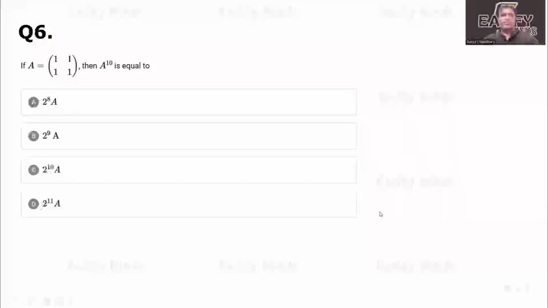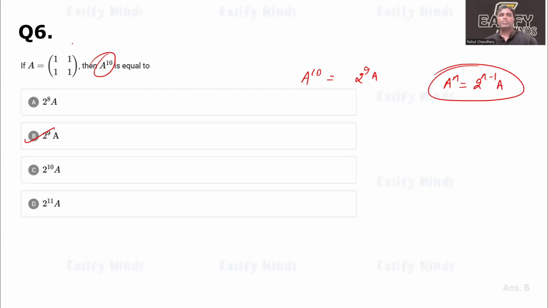Yes, I think everyone is able to do this. That is option B. So A power 10 is nothing but 2 power 9 into A. Because the trick we know, A power n is 2 power n minus 1 into A, for this matrix 1, 1, 1, 1. Right?